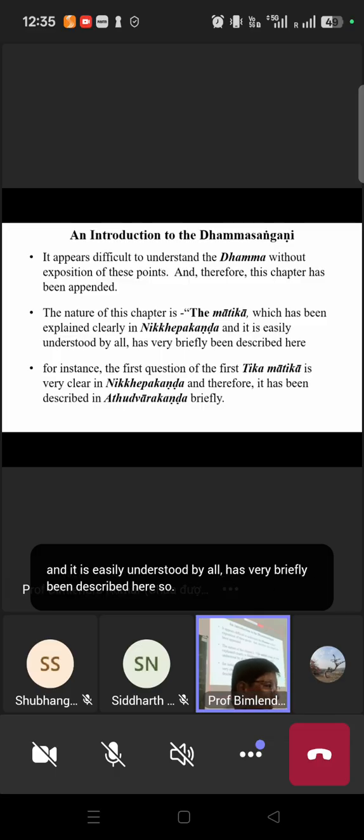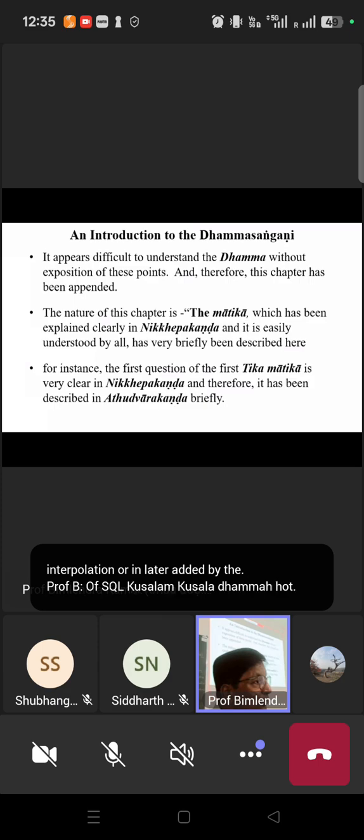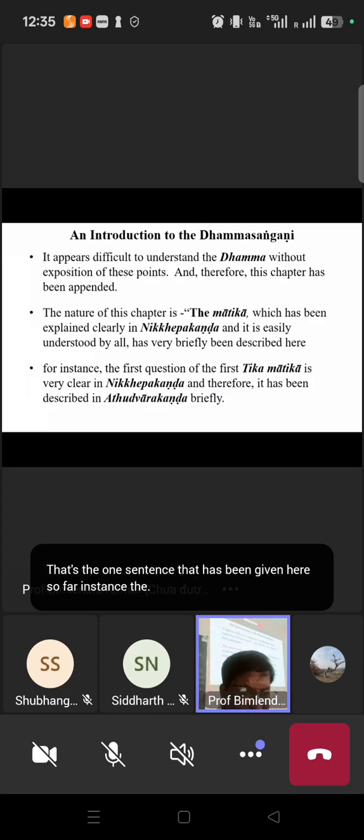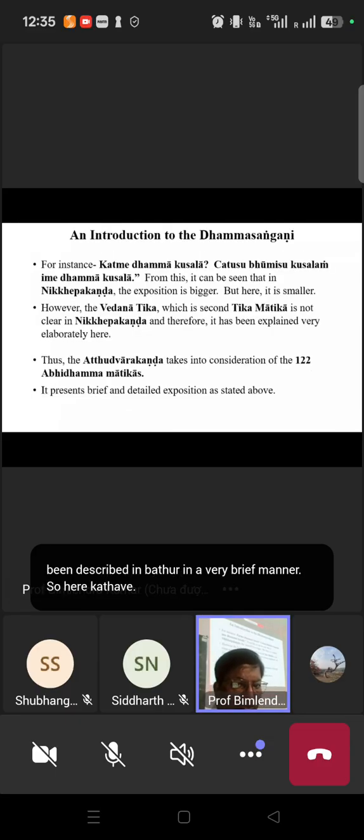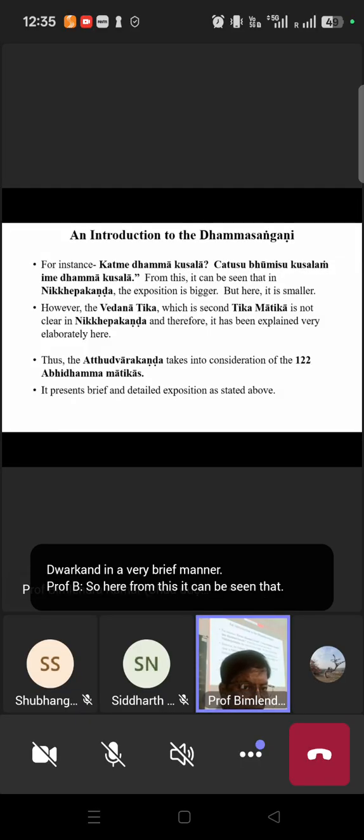So in the answer to the question katame dhamma kusala, it has been said: catusu bhumisu kusalam kusala dhamma hoti. Just one sentence has been given here. For instance, the first portion of the first Tikamatika is very clear in the Cittuppada Kanda, and therefore it has been described in the Atthadvara Kanda in a very brief manner. Katame dhamma kusala, catusu bhumisu kusalam, ime dhamma kusala. From this it can be seen that in the Cittuppada Kanda the exposition is bigger, but here it is smaller.